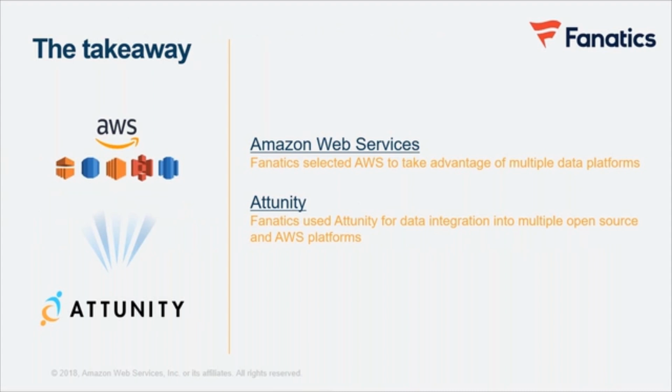So the key takeaways here are that Fanatics chose AWS for its multiple data platforms and applications that Paul showed earlier, from S3, Redshift, and Athena. The flexibility of tools available in AWS is why we chose to go with Amazon Web Services. And we chose Attunity due to its easy connection to a variety of data sources, like I showed you, whether it be Postgres, MySQL, or Oracle, and especially now with the latest version of Attunity, the UI has become even more user-friendly. And with that, I'll turn it back over to Paul.